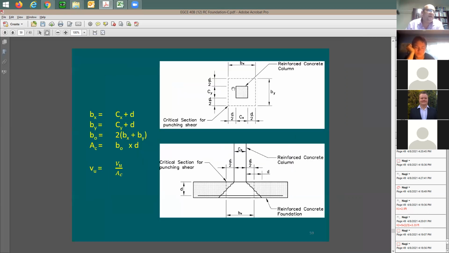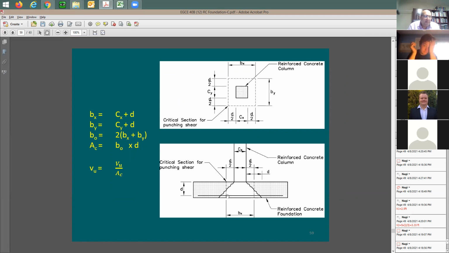So to find out the critical section for shear, you're going to be going here d/2 distance away from the face of the column in both directions. Now, this is different from the one-way shear. In the one-way shear, we used to go d distance away from the face of the column. In here, we're doing it at d/2.